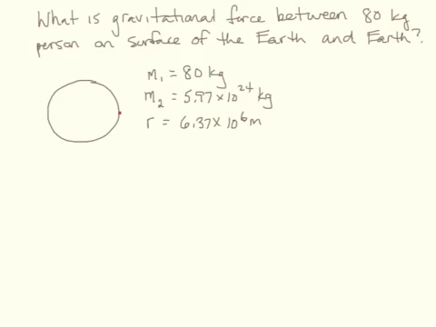And then the distance is going to be the distance between the person and the center of the Earth, not between the person and the surface of the Earth. So we are actually going to use the radius of the Earth itself as our distance, which is 6.37 times 10 to the 6th meters. So let's plug into our equation and see what we get.